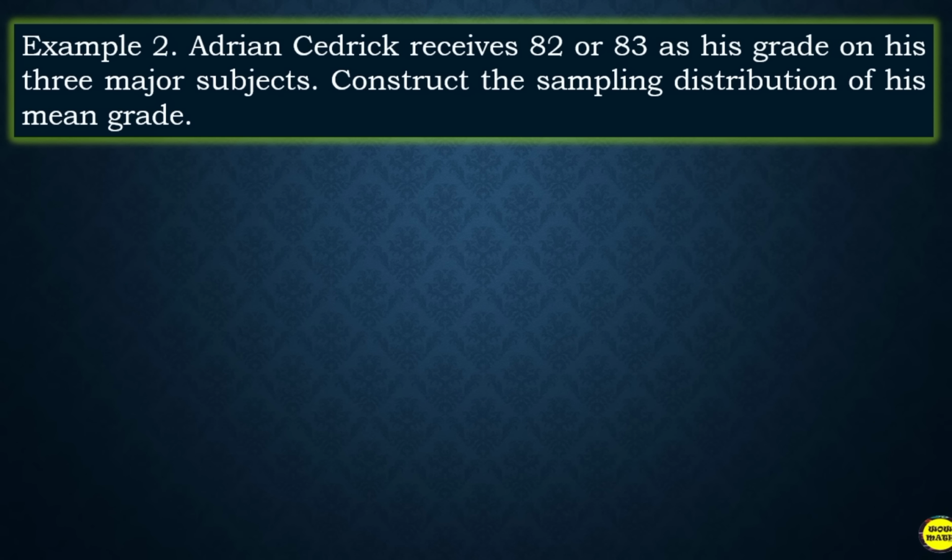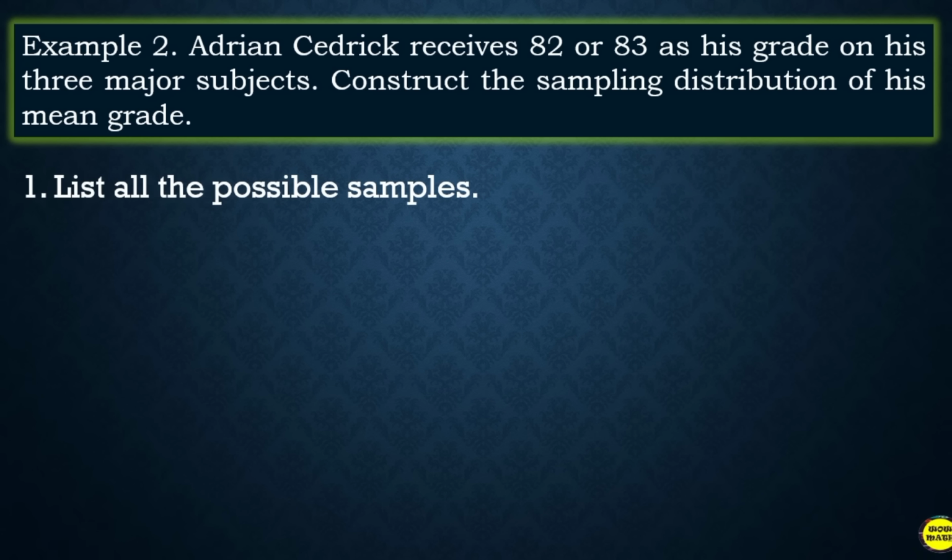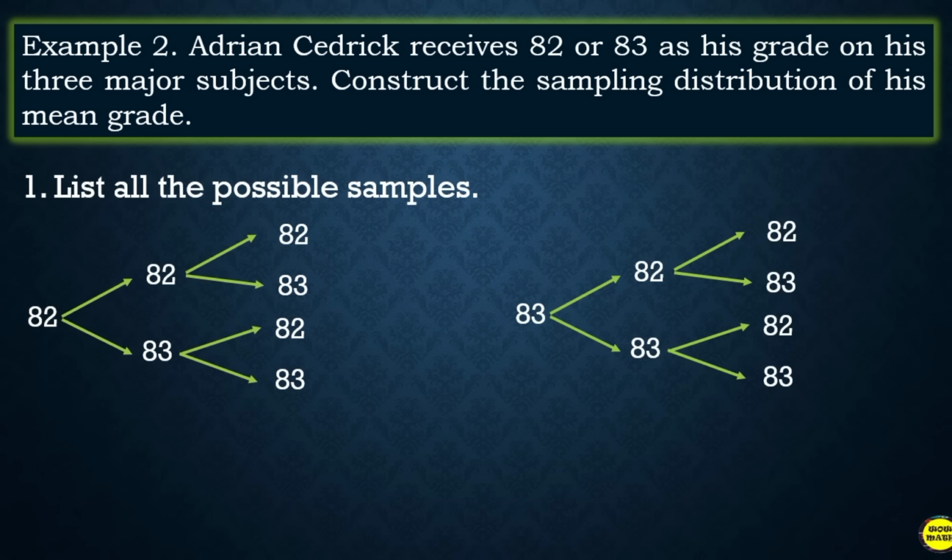Another example: Adrian Cedric received 82 or 83 as his grade on his 3 major subjects. Construct the sampling distribution of his mean grade. Here, we can't compute using the combination formula the possible samples. We can list all the possible samples using a tree diagram, so it is easier to identify the possible grades of Adrian Cedric in his three subjects.